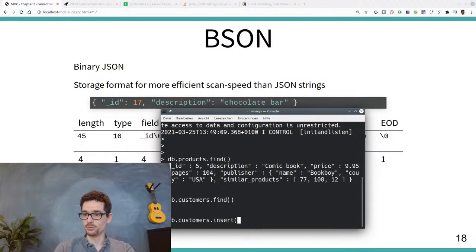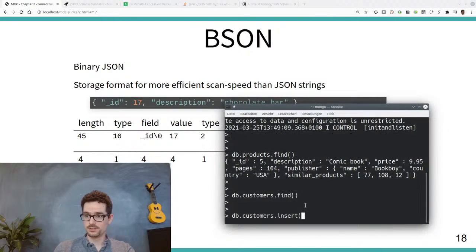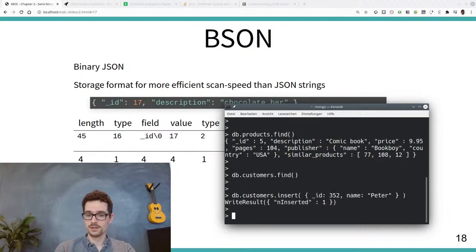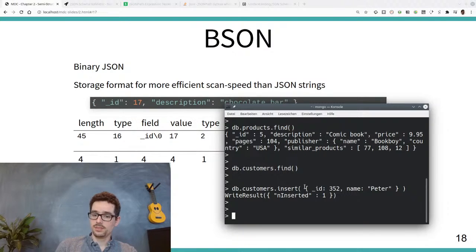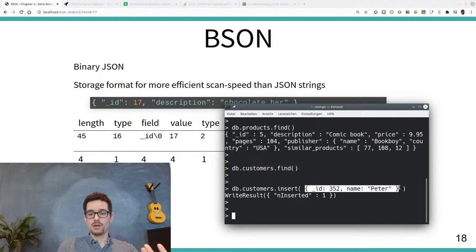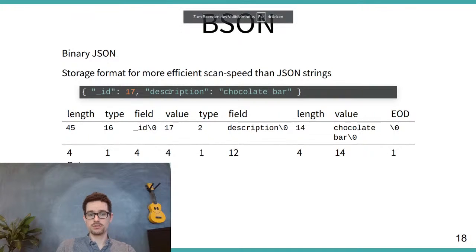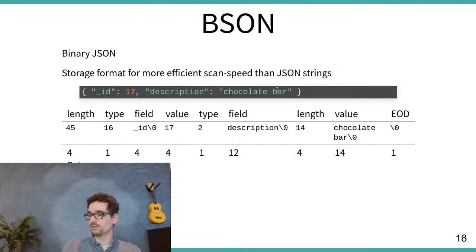We do this in a few weeks. So I insert a customer and say the customer ID is this and the name is Peter. Then it's inserted, and MongoDB stores this document now in a better way, in a BSON format. So how would this document, which has an ID 17 and a product description chocolate bar, how would this internally look in BSON?